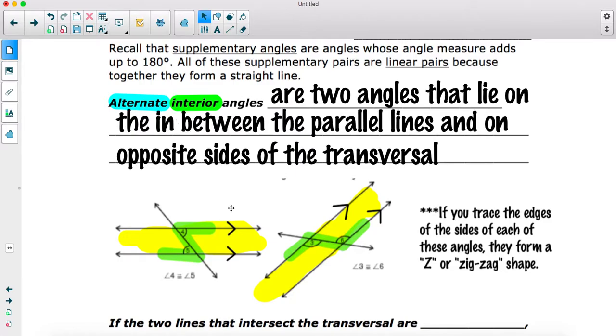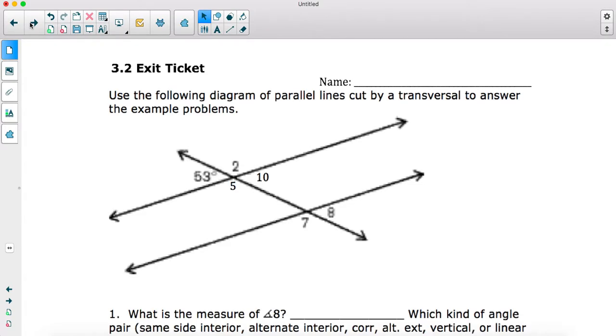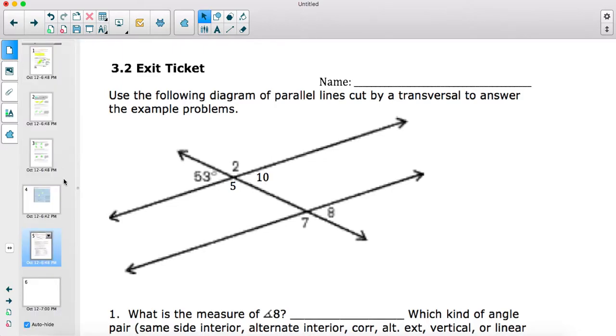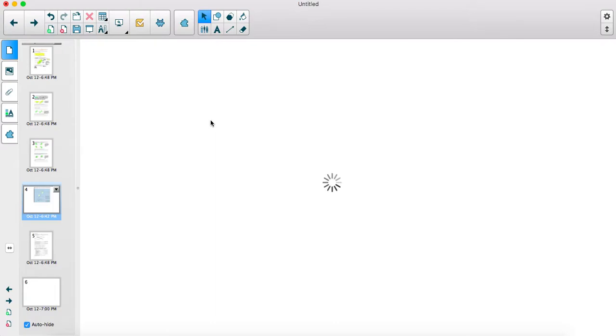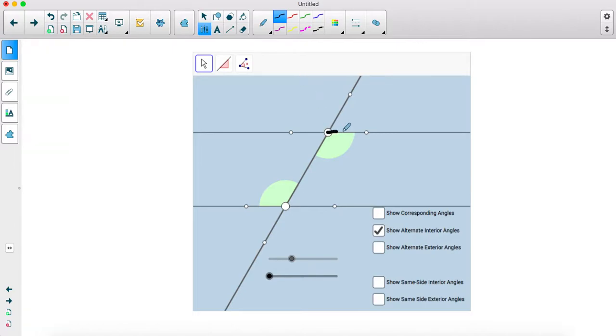Okay. Another pattern I want to point out here is if you have a diagram, I'll just go to the next page here. Where did that go? There it is. It just took a minute to load. Okay, so these green ones are alternate interior angles. What I'm going to do is trace, starting at the vertex, the edges of the green angle. If I trace these two edges, that creates this green angle.